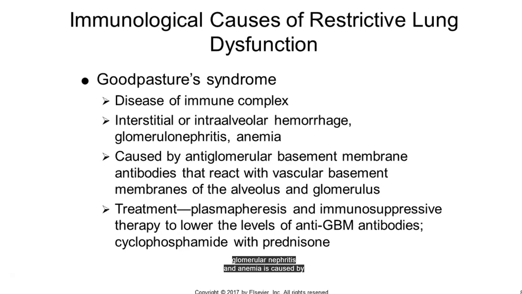It is caused by anti-glomerular basement membrane antibodies, or anti-GBM, that react with the vascular basement membranes of the alveolus and glomerulus. Diagnostic tests include evidence of anti-GBM antibodies, and the overall prognosis is very poor. Treatment includes plasmapheresis and immunosuppressive therapy to lower anti-GBM antibodies, and cyclophosphamide with prednisone is the regimen of choice.